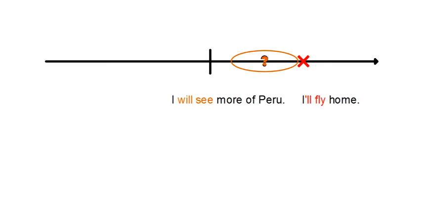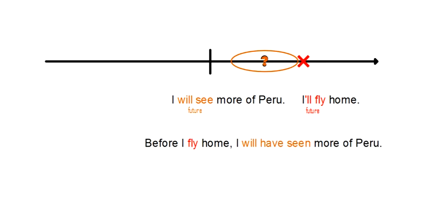Similar to the past perfect, we have two actions that are beyond the present, but one definitely happened before the other. And so to express which one happened first, when I combine them, I might use a time expression again, like before. Before I fly home, I will have seen more of Peru. And this sentence tells me that one action is going to happen, to see more of Peru, before the other one.